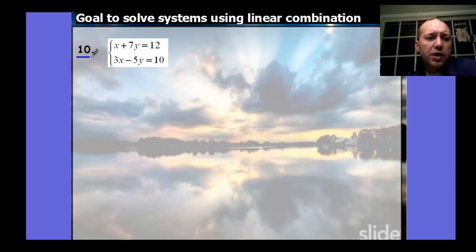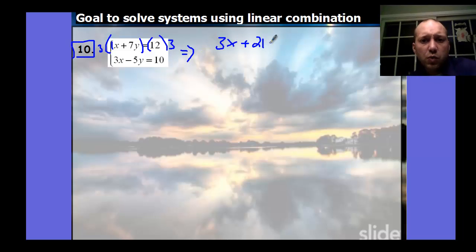So let's go through this example again. These are our actual homework problems I'm doing for you, so it's kind of a perk to following the notes. Here I'm going to look at these. Our coefficients, we have 1x and 3x. I can't add or subtract there. 7y, negative 5y, I cannot add or subtract there. So we need to manipulate it. I'm going to take this top equation and multiply both sides by 3. If I do that, then the system becomes 3x plus 21y equals 36. The second equation will stay the same.